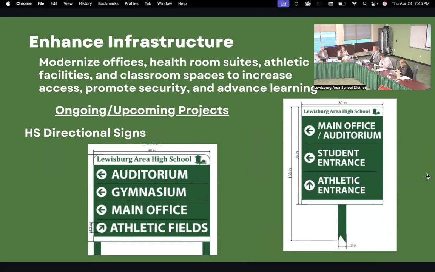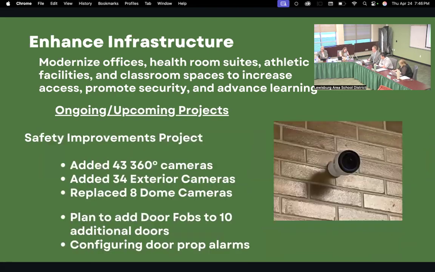You can see where they're going to be. There are some sign markers there right now if you do drive around the building in the next week or so. They should be up very soon.